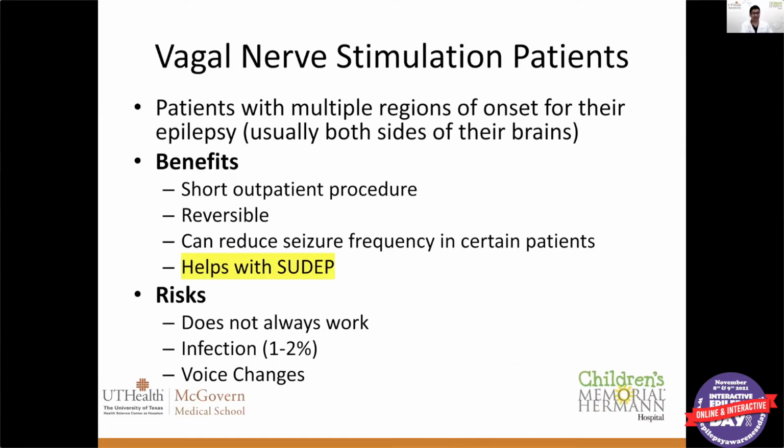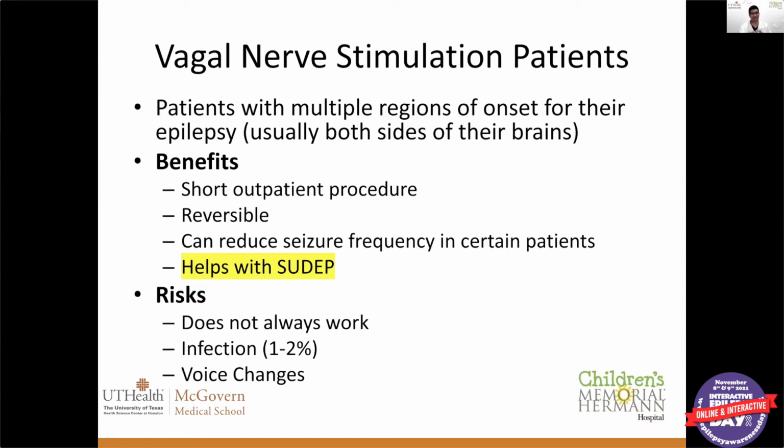So moving on to vagal nerve stimulation, patients with multiple regions of onset for their epilepsy. So this is like a diffuse generalized epilepsy. It's coming from both parts of the brain. Often they're genetic epilepsy syndromes. The benefits of this is that it's a very short outpatient procedure. It's completely reversible. We can turn it off. And the vagus nerve, to cite my colleague, Professor Tannen, who's going to talk, it's like the chill nerve for the brain. So we don't know exactly how it works. We know it has at least a pathway that connects it into a certain part of the brain called the NTS.